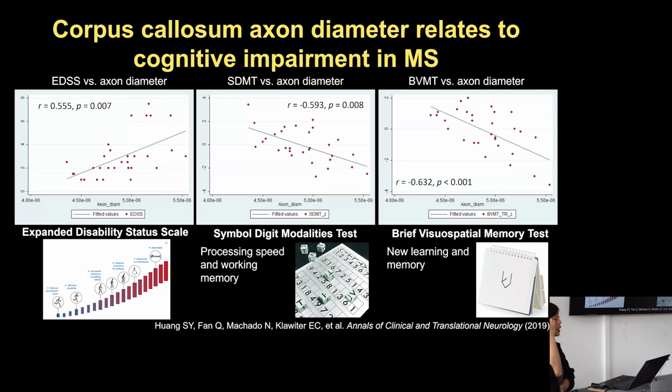So we followed up this study in a larger cohort of MS patients, again focusing on the corpus callosum, but now looking at not just the lesions, but also the normal appearing white matter.